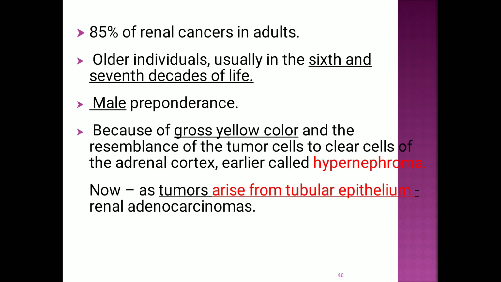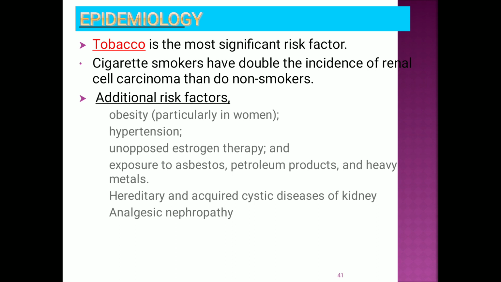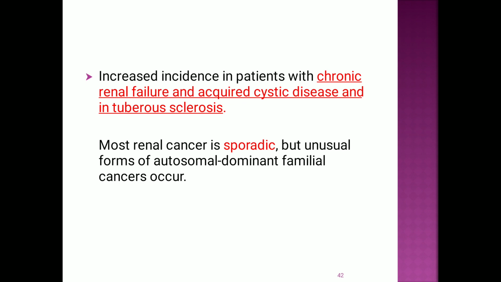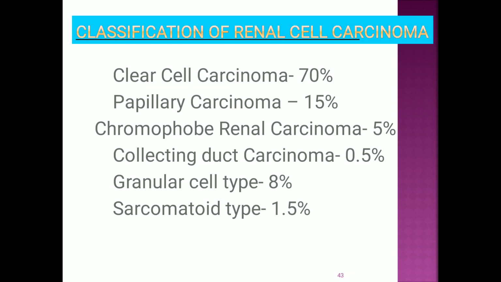Epidemiology. Tobacco is the most significant risk factor. Cigarette smokers have double the incidence of renal cell carcinoma than non-smokers. Additional risk factors are obesity, particularly in women, hypertension, unopposed estrogen therapy, and exposure to asbestos, petroleum products, and heavy metals. Hereditary and acquired cystic disease of kidney, analgesic nephropathy. Increased incidence in patients with chronic renal failure and acquired cystic disease, and in tuberous sclerosis. Most renal cancer is sporadic, but unusual forms of autosomal dominant familial cancers occur.